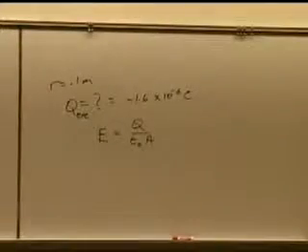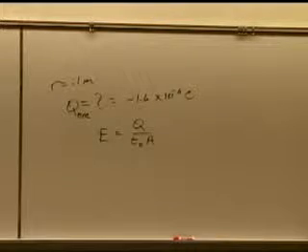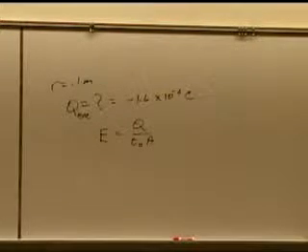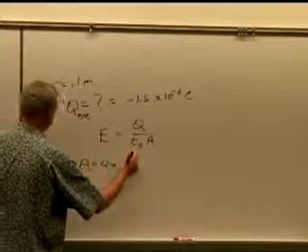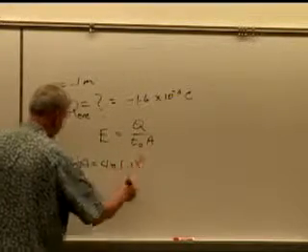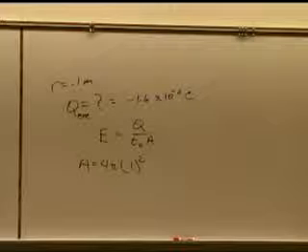Again, this is shells, so what would A be in this case? A is equal to 4 pi times 0.1 squared, because that's our R. And the rest is just fiddling around with the calculator.